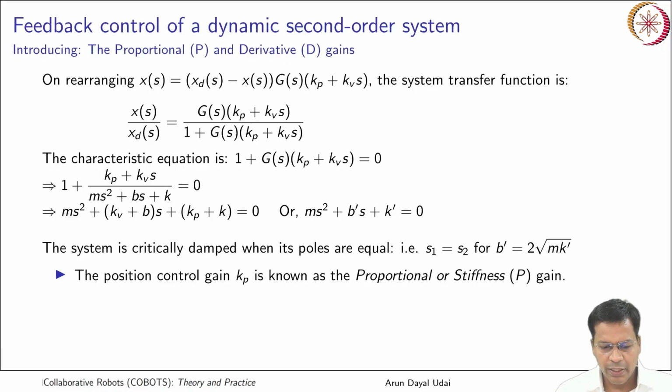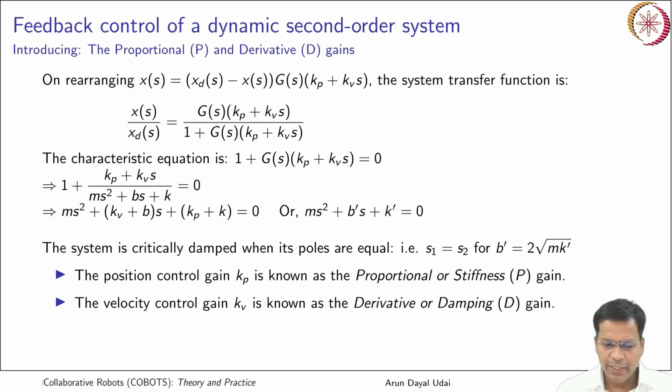In this case, the position control gain Kp is known as proportional gain or stiffness gain. Both are the same. It is commonly denoted as P gain. Next is the velocity control gain Kv. Kv here is also commonly known as derivative or damping gain, or D gain. These are the common terminologies which are used in the context of industrial systems.